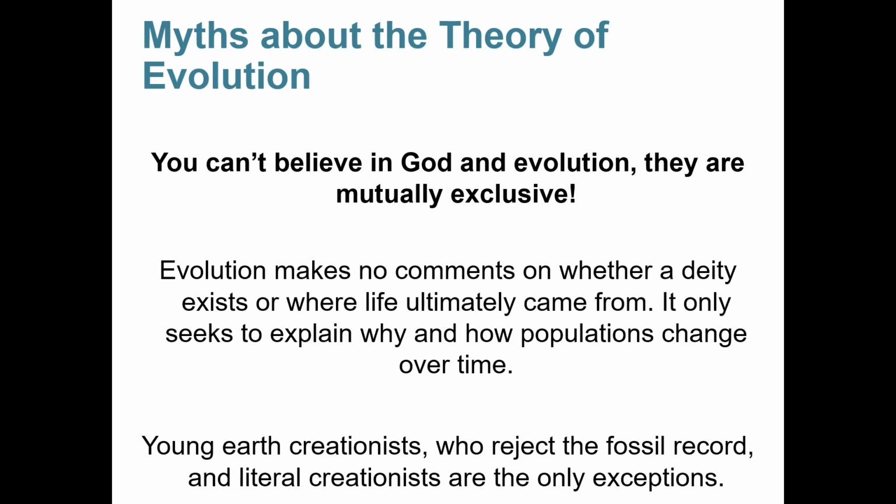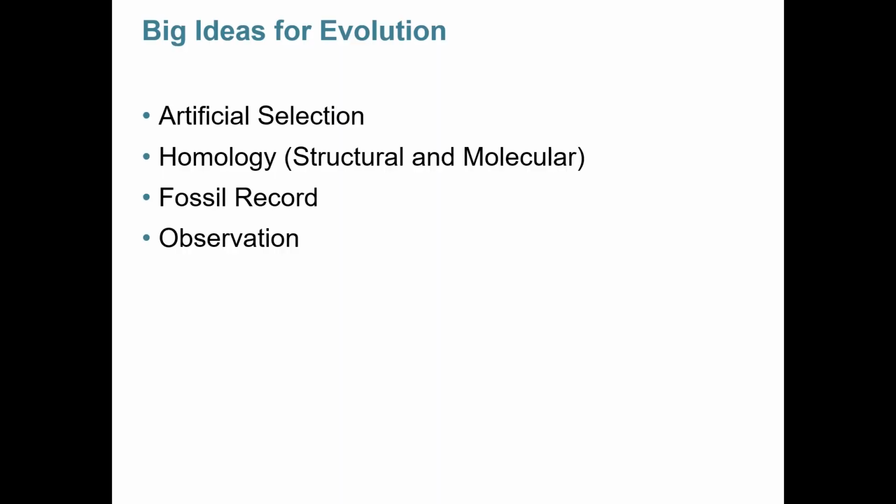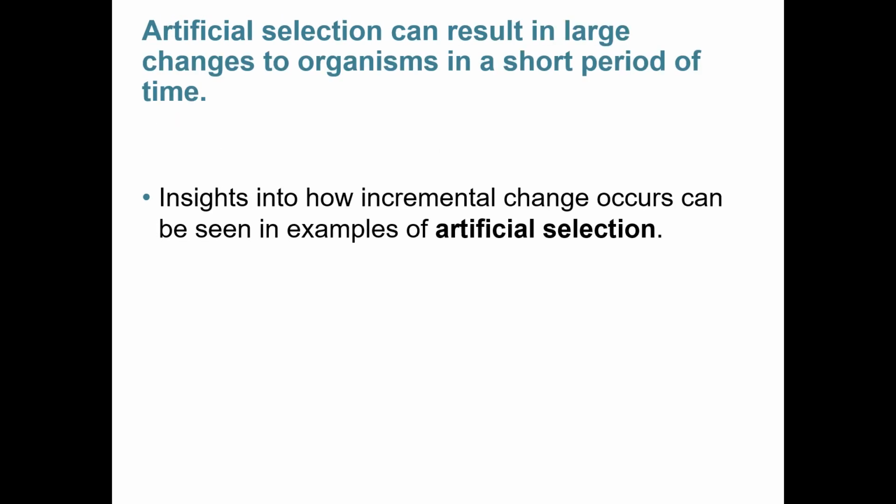So moving on to that, let's talk about support for the theory of evolution, and where it comes from. We're going to talk about 4 major types of support. The first one is artificial selection, the second homology, both structural and molecular, the third fossil record, and the last physical observation. Artificial selection is probably the one that you're the most familiar with.